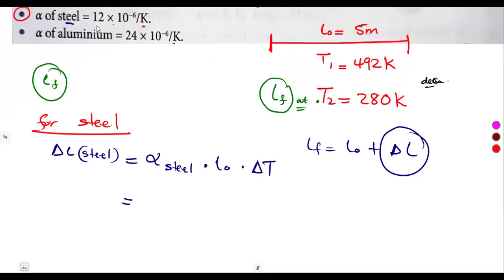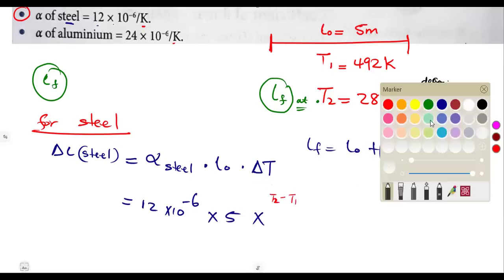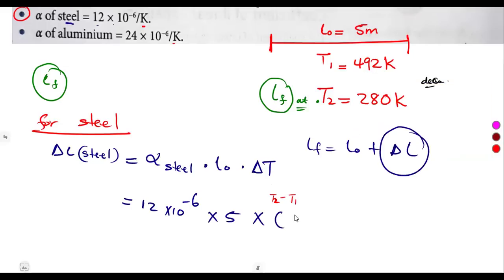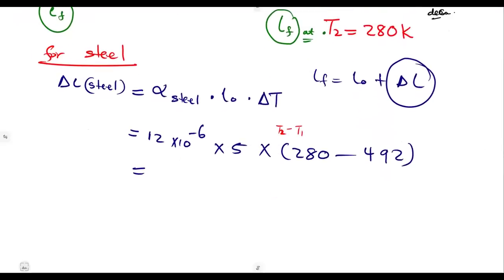All right, so taking our coefficient, the 12 times 10 to the exponent of -6, times the original length, for both they are fixed at 5 meters. Both are the same, times the change in temperature. Remember, that's T2 minus T1. Our T2 is given as what? 280 minus T1, which is 492. According to the proper formula, this is how you're supposed to have it.